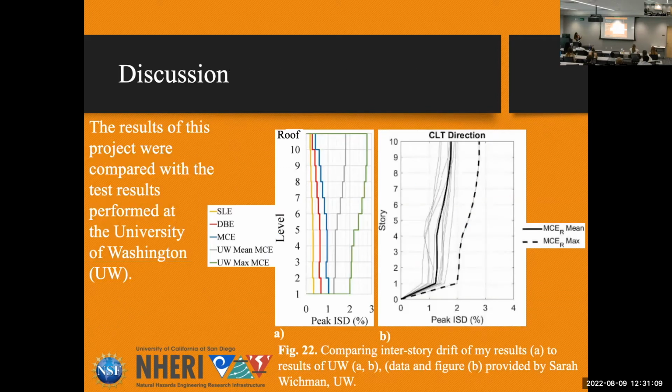So what does that really mean? Using data from the University of Washington, which also made a model with different simplifications and different earthquakes run on it, we got the following results to compare. The yellow, the red, and the blue are my earthquakes and the interstory drifts that I got, and then the green and the grayish color are what they got. And so you can see that they're similar but not exactly the same.